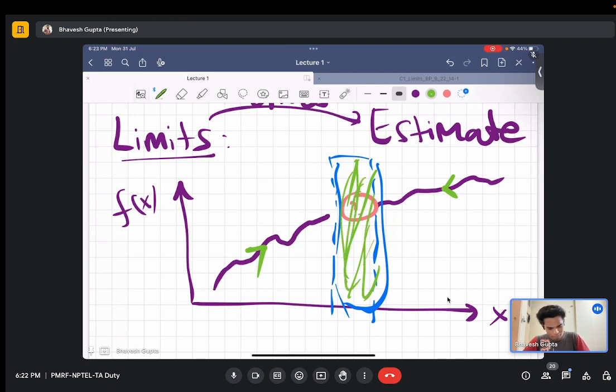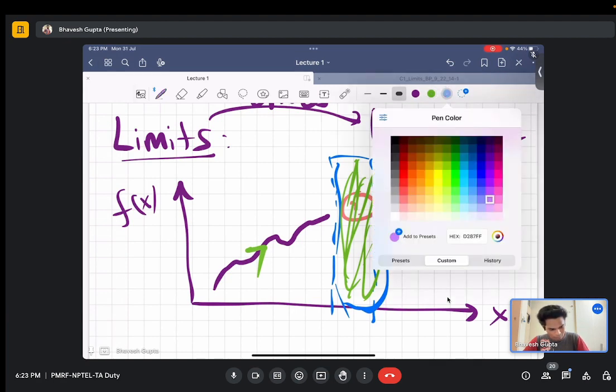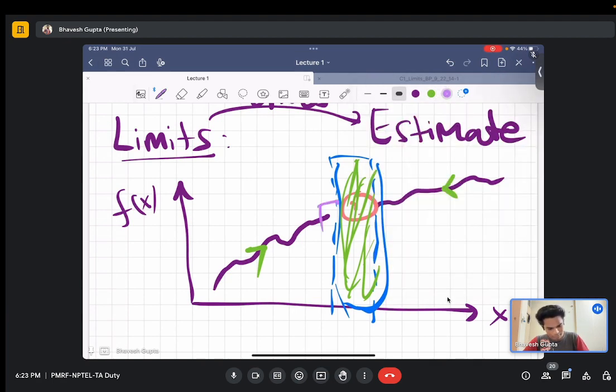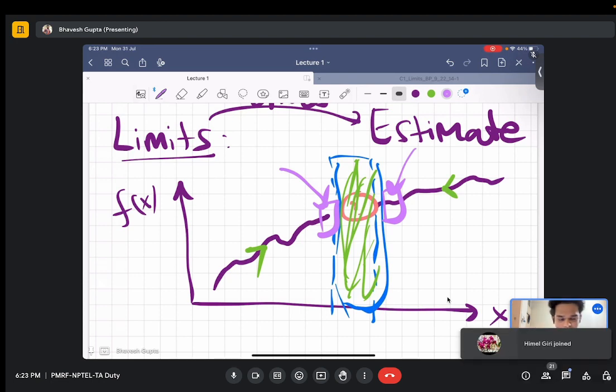And as you move along, you come across this particular point, and you study the behavior at these points. And if we find the behavior at these two points is the same, then we conclude the behavior is also the same at the point which we don't have an idea about.